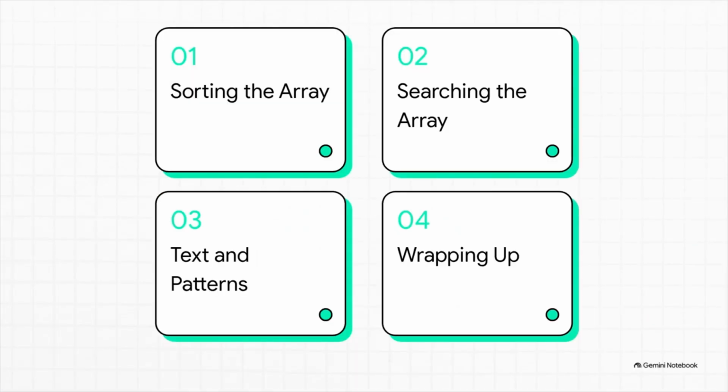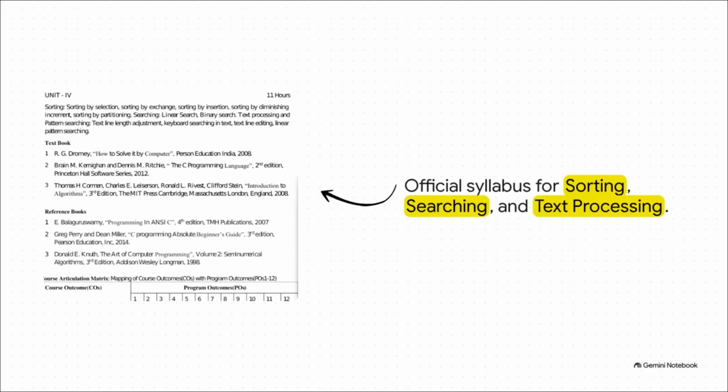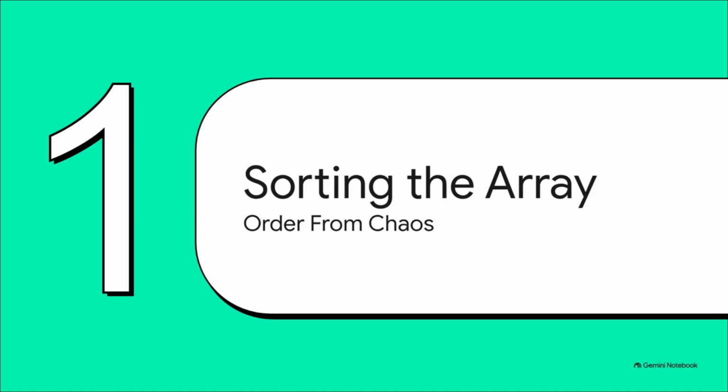So, here's our map for today's explainer. First, sorting the array. Second, searching the array. Third, processing text and patterns. And finally, wrapping up the course. Now, looking at this official syllabus, it might just seem like a dry list of topics, but what we're actually doing here is incredibly satisfying. We're turning chaotic, jumbled data into beautifully ordered, instantly searchable information. I mean, that's literally the core of what makes software useful. All right, let's dive into this.